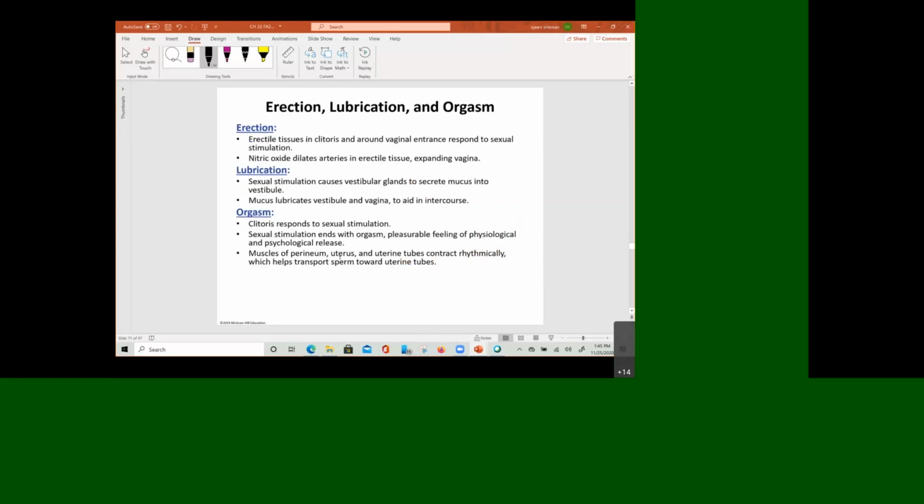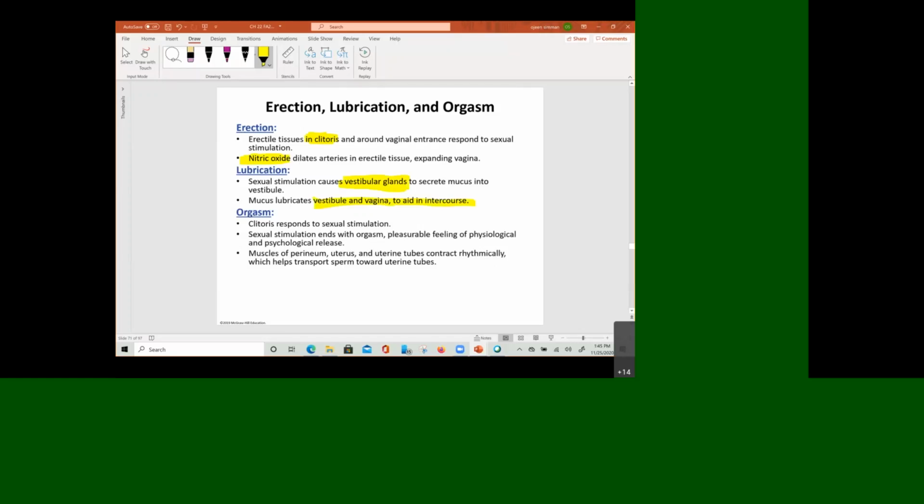Now, erection, lubrication, and orgasm. So erectile tissues in the clitoris and around the vaginal entrance will respond to sexual stimulation. Nitric oxide is the molecule that dilates arteries inside the erectile tissues, leading to expansion of the vagina. This is followed by lubrication, which is facilitated by the vestibular glands that secrete the mucus into the vestibule. That mucus lubricates the vestibule and vagina, which helps during intercourse.